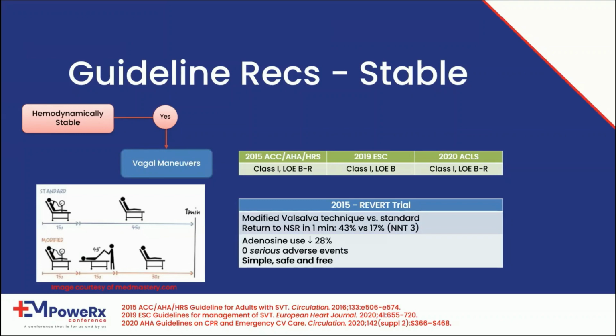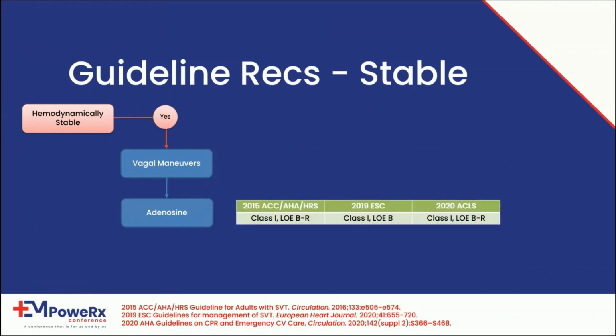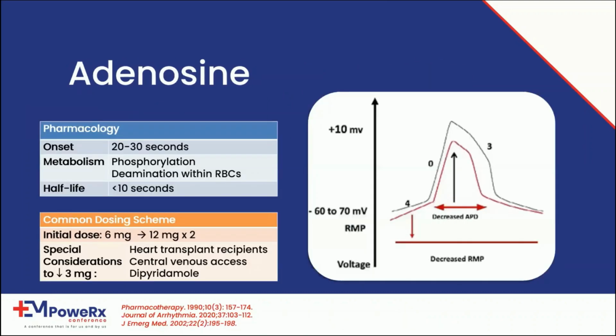So again, this is a class 1 recommendation because it's simple, it's safe, it's free, and we really should be attempting to do the modified Valsalva. How about stable? After vagal maneuvers, we know that even with that modified technique, success rate was only at 40%, so we usually have to do something else. And the guidelines currently list adenosine as a class 1 recommendation and have since the early 90s. So all 3 giving it a class 1 recommendation.